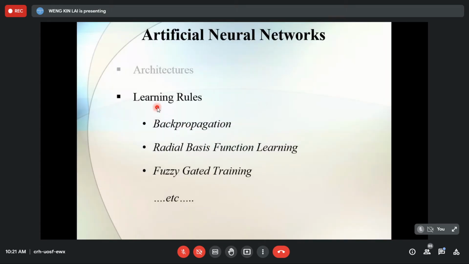Now, learning rules. We've talked about the architectures. Now we go into the types of learning rules that are commonly used with some effectiveness, with good results, for neural networks. For example, there's backpropagation. We'll spend some time looking at this in more detail in the next few lectures. And there are other types: radial basis function learning, and fuzzy gated training, which is basically a combination of fuzzy logic into your learning algorithm. Of course, there are many. And the latest one would be deep learning.